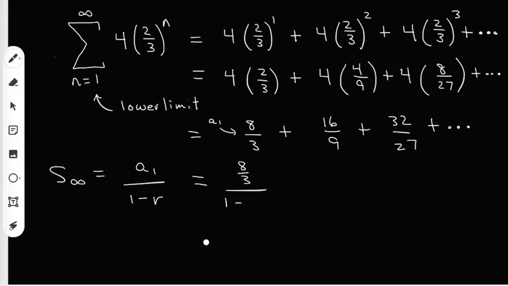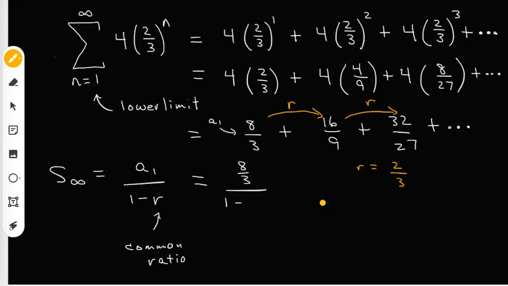The next number that I need to know is r. R is going to be known as my common ratio. The common ratio, that's the number that you multiply by each time to get to each new term. So what do I multiply 8/3 by to get to 16/9? And what do I multiply 16/9 by to get to 32/27? So what fraction am I multiplying by each time? Well, I'm multiplying by 2 at the top, but I'm also multiplying by 3 at the bottom. So my r value is 2/3. So that's the number that I'm going to use at the bottom.